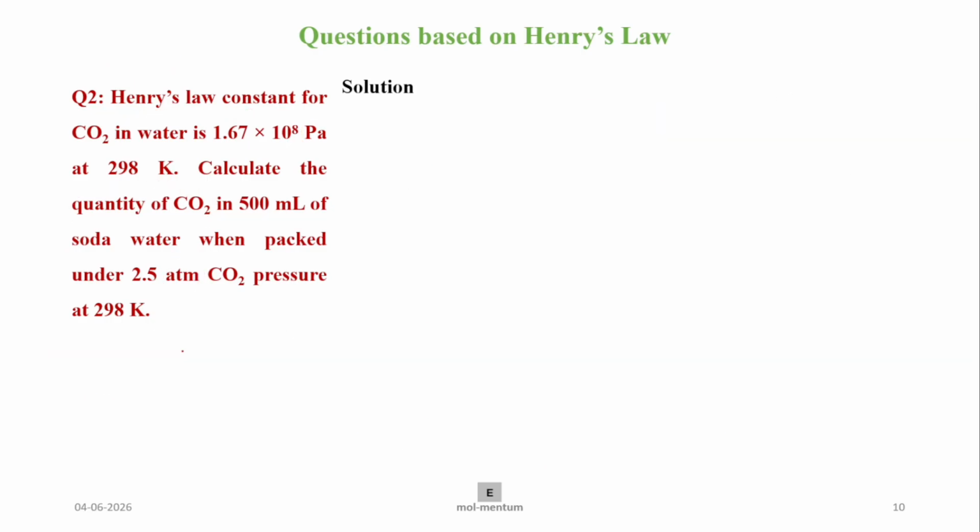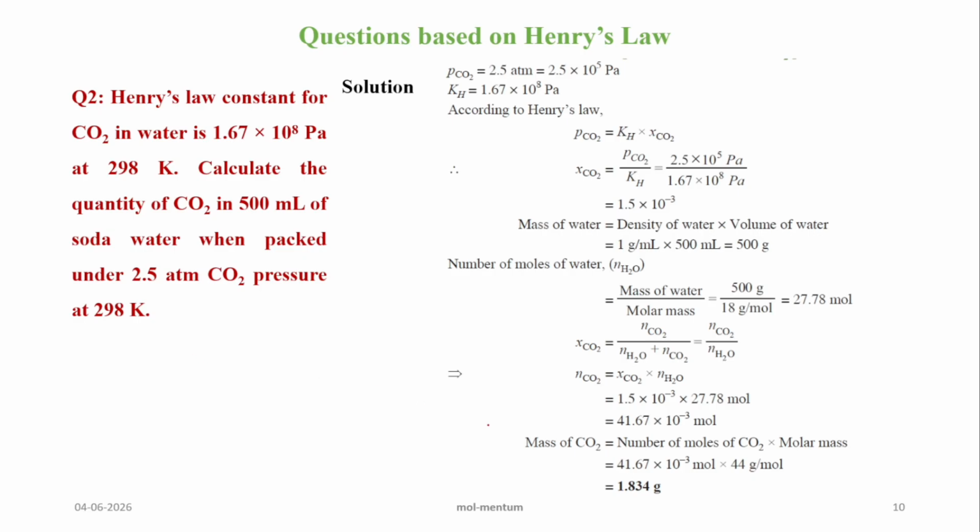So the answer is 1.86. This question is very important for board exam. In this solution it is 1.83, but approximately it is the same. So using this you can also calculate. Again, listen: it is written 500 ml and the density of water is taken as 1, so 500 ml becomes 500 grams.